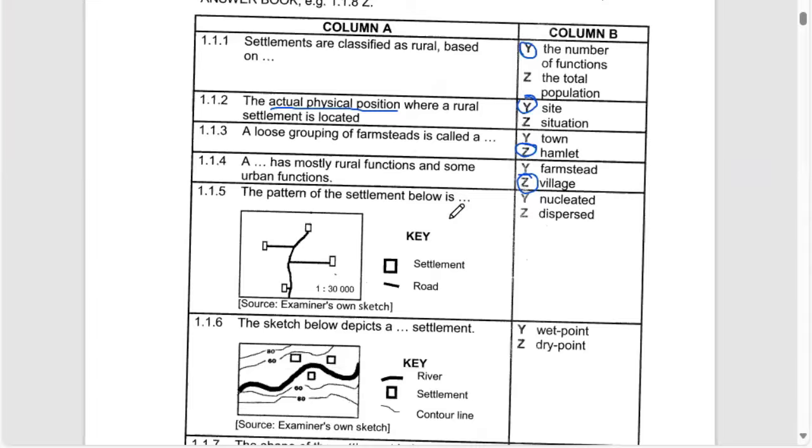So if we look at our examiner's sketch there, we can see that the scale is 1:30,000. Which means that for every 1 centimeter that we measure on that sketch, the actual ground distance will be 300 meters or 0.3 kilometers. So if we check those settlements there, they are away from each other. They are dispersed.